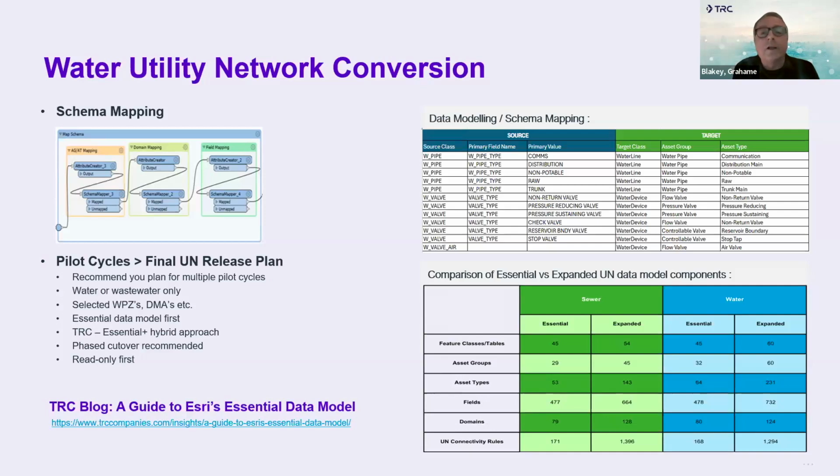And then another one I just want to highlight there, and an increasingly popular approach we're seeing, is to migrate to the recently released Essentials UN data model. Ben mentioned it earlier. Essentials is effectively a significantly trimmed down UN data model. I've got the numbers there in that table, but as an example, in water and wastewater, there is a 90% reduction in the connectivity rules you need to deploy the Essentials model, and a 60 to 70% reduction in asset types. So significant reductions there.